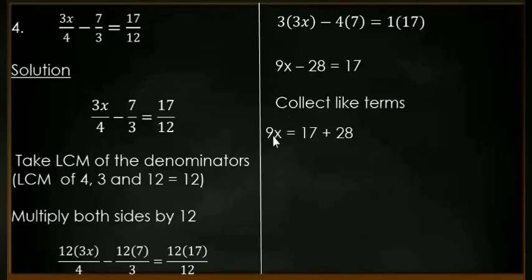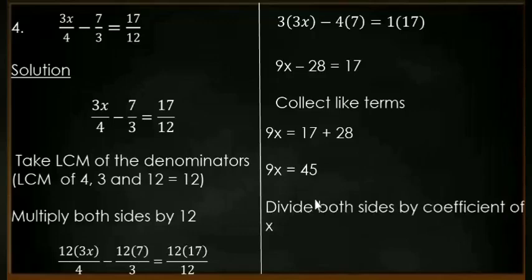All right, collect like terms. So 9x remains at its position, 17 remains at its position. Now take note, minus 28 crossed over. Don't write minus 28, so it has to change to plus 28. Very good. So 9x equals to 17 plus 28. Add up 17 and 28, you will have 45, okay? We now have 9x equals to 45. Remember that we have learned how to solve this stage in mathematics, right? Yeah. So what do we do at this stage? We divide both sides by the coefficient of x, which is what? 9, okay?